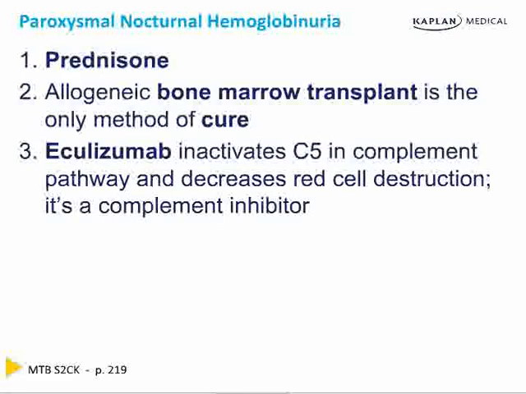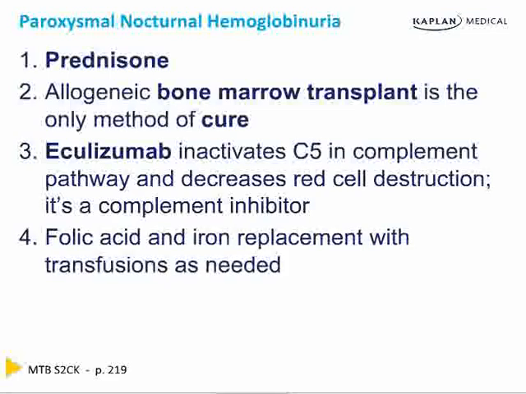Eculizumab is an anti-complement 5 antibody. It inactivates C5, complement C5 in the complement pathway, and decreases red cell destruction. It is a complement inhibitor. Folic acid is used, like in anyone who's got chronic hemolysis, and iron replacement with a transfusion is sometimes needed as well. But any chronic hemolysis gets folic acid.